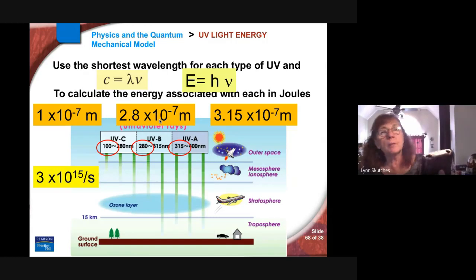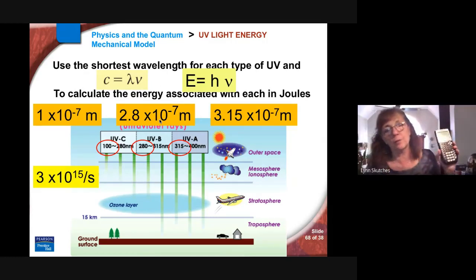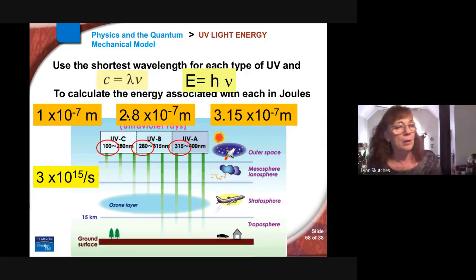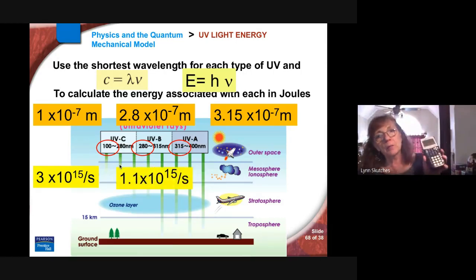That looks really impressive. Do not write them all down. You're not allowed to have all those digits. 3.00 is 3 sig figs. 2.8 is 2. You have to round to 2. It does not become 1.0. It becomes 1.1 times 10 to the 15th. That 7 bumps up the 0 to a 1.